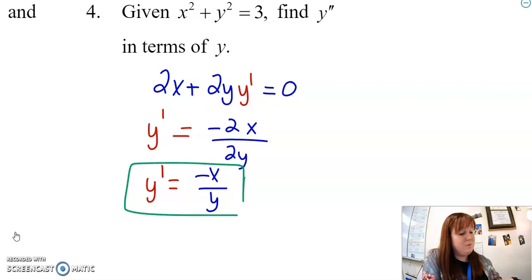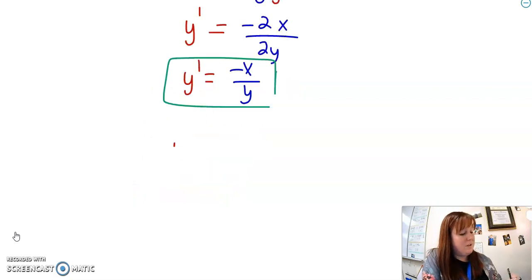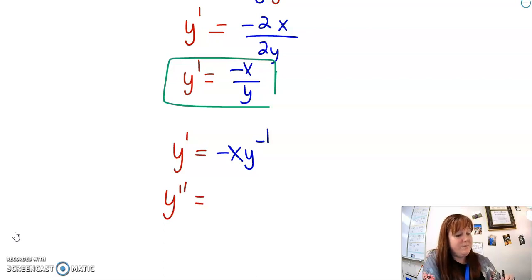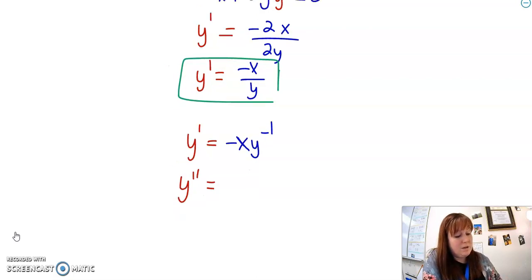Now I need to find the second derivative. So let's rewrite my first derivative in terms of exponents, because we know that we need to do that. Now let's take the derivative of both sides. Okay, what's the derivative of a derivative? Well, the derivative of a derivative is the second derivative, so the derivative of that side is y double prime. And then I've got to take the derivative of this side now. We've got a product. If we had left it as a quotient, we could have used the quotient rule as well. So, up to you, whichever one you like better. We're going to use the product rule, so let's go ahead and go over here.